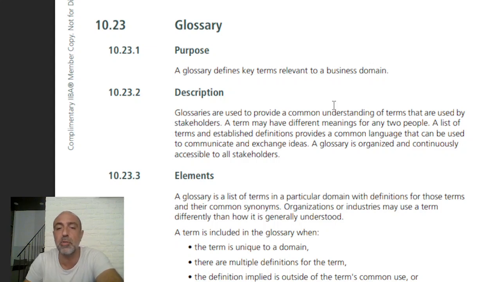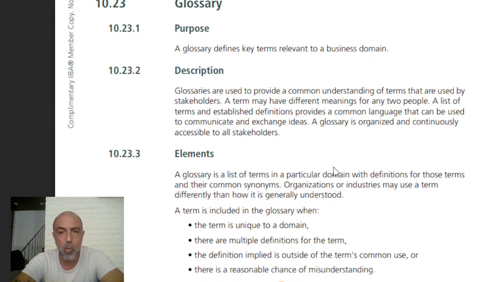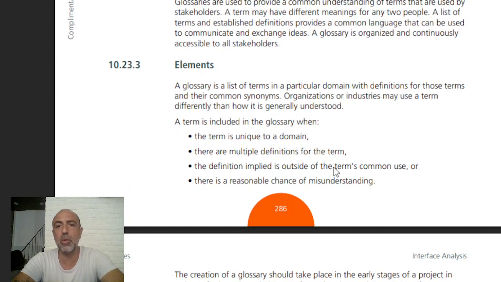Description: glossaries are used to provide a common understanding of terms that are used by stakeholders. A term may have different meanings for any two people. A list of terms and established definitions provide a common language that can be used to communicate and exchange ideas. The clarity in communication is very important. So when I'm referring to something, we all go to the glossary to make sure that we're all talking about the same thing.